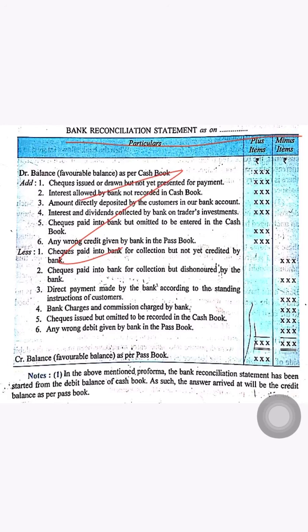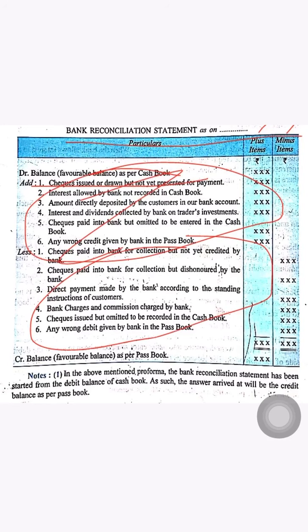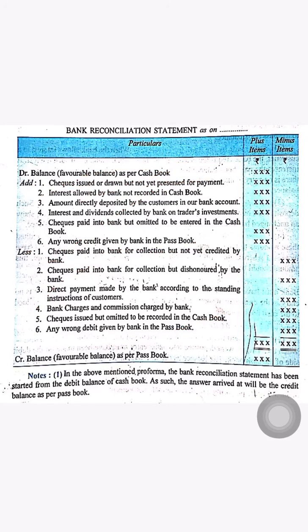First of all, there will be particulars, then plus items and minus items. Particulars, plus items and minus items. Okay. So in particulars, we have to write which type of entry this is. I am telling you about the favorable balance, meaning balance as per cash book. The format of balance as per cash book today. So these will be the amounts which will be added in it, and these will be the amounts which will be in the less column.